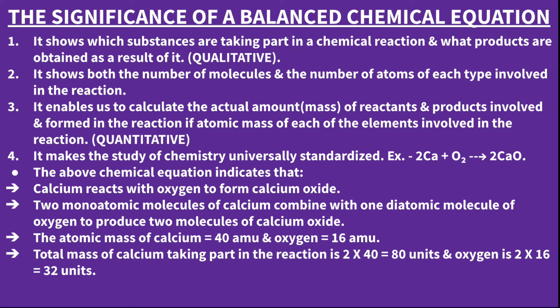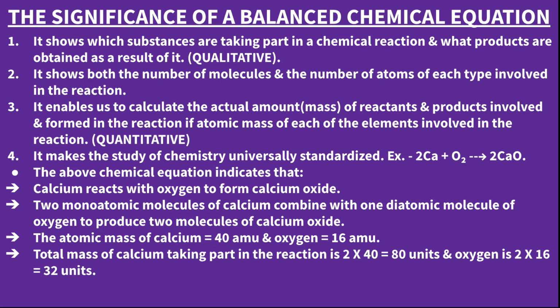Next is the significance of the balanced equation. It shows which substances are taking part in the chemical reaction and what products are obtained as a result of it. That is qualitative. The qualitative part is which substances are reactants and which substances are products. Then it shows both the number of molecules and the number of atoms of each type involved in the reaction.